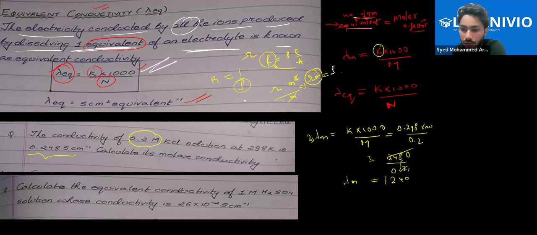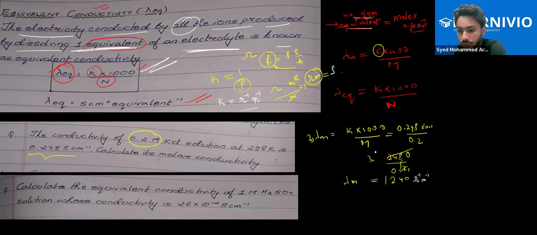Now, if you reciprocal it, then the unit of kappa would be per ohm per meter, or I can say Siemens. So this is the kappa. The unit of kappa would be Siemens like this.